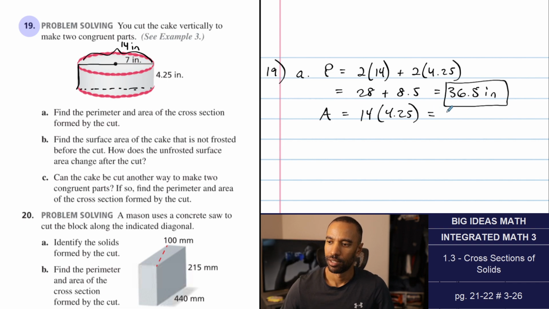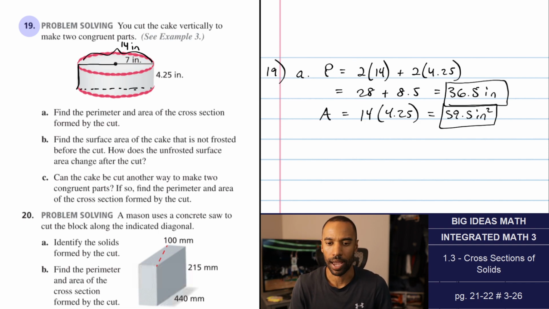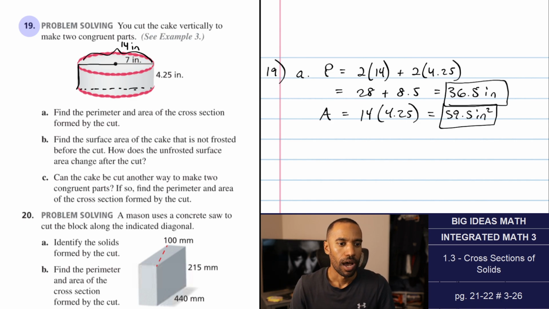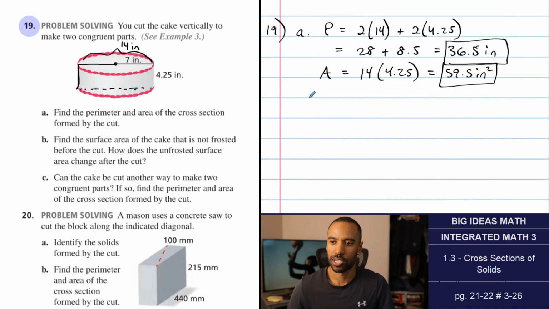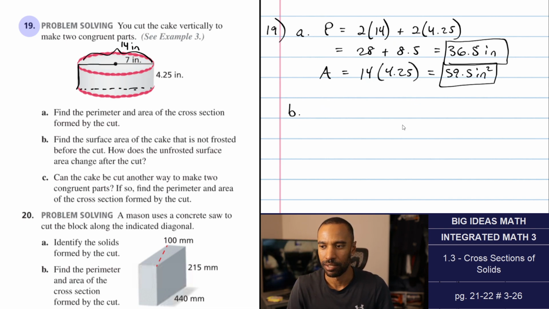59.5 square inches of rectangular cross section. Keep in mind, this was a rectangle. So, right, we are doing a rectangular cross section. We get to do length times width on that one. Part B, find the surface area of the cake that is not frosted before the cut.